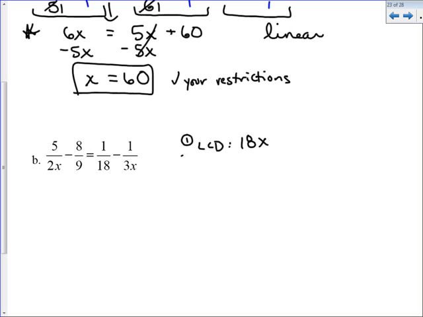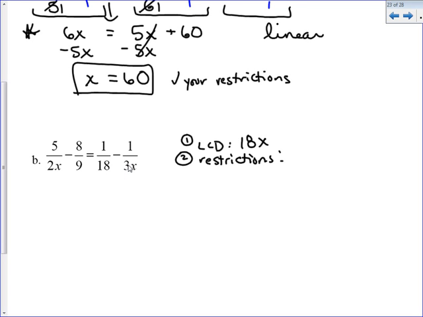The next thing we want before we get going, do you think there's going to be any restrictions in this problem? Yes. Why, Rob? Because there's x's in the denominator. So when you have it back to 7.1, if there's variables in the denominator, it's going to give us some restrictions. So 2 times what number would make this denominator 0? 0. 3 times what number would make this 0? 0. 0 is my restriction.